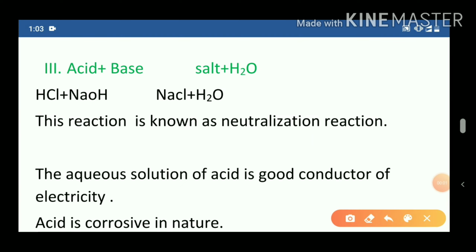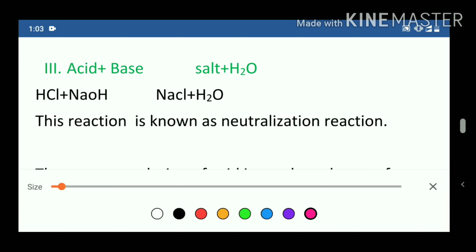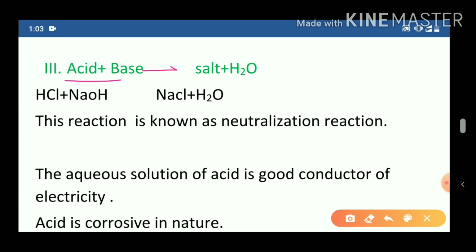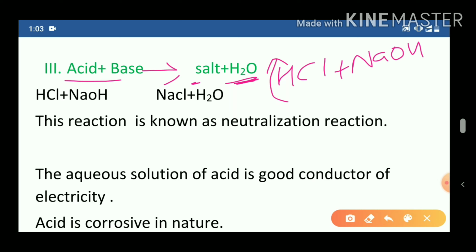Now the third property of acid is: acid reacts with base to form salt and water. The main thing is to take out water from this reaction. Now see, HCl plus NaOH. Now see how, what is the formula of water? H2O. So take out H from here and OH from here.